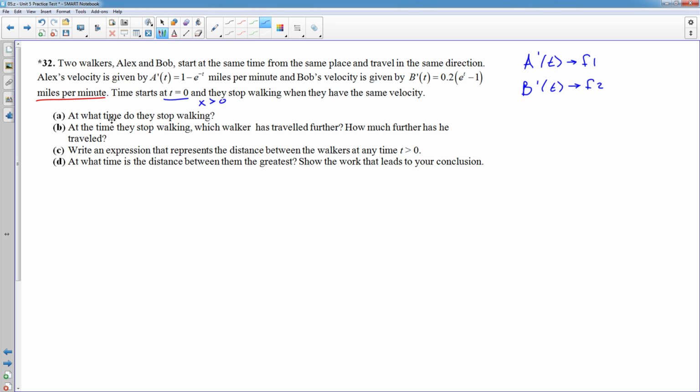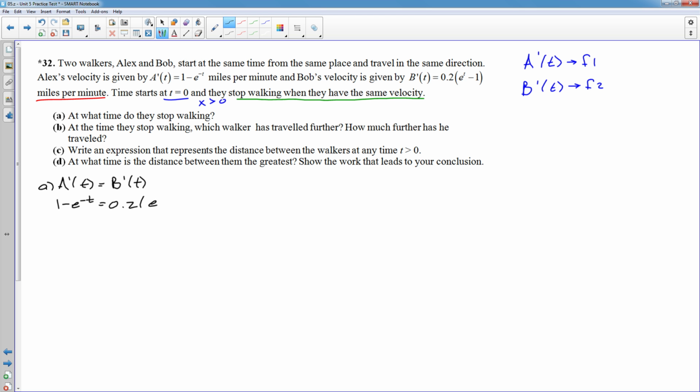And it says, at what time do they stop walking? Well, it does tell you that they stop walking when they have the same velocity. So when their velocities are equal, they will stop walking. So part A is going to be pretty easy. The thing is, you must write down the equation. So we're going to stop walking when A prime is equal to B prime, when they have the same velocity. If you want to write the actual equation, you can, not necessary, but I will.